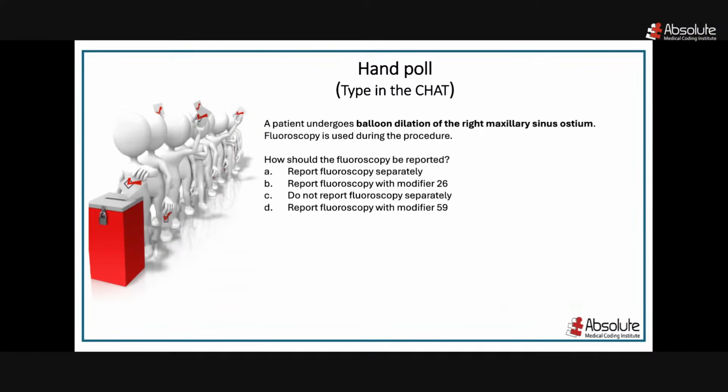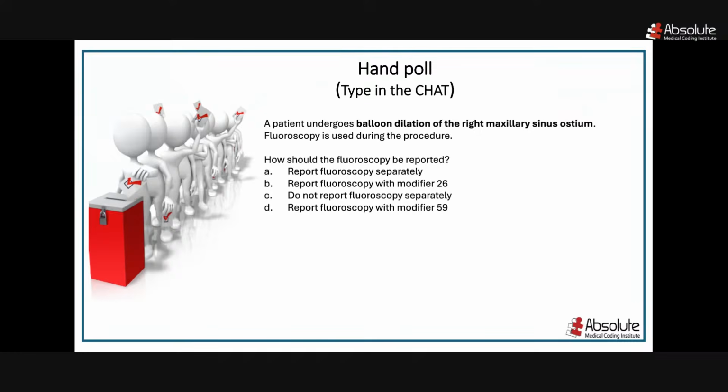Here we go. The question: how should the fluoroscopy be reported? Option A, report fluoroscopy separately. Option B, report the fluoroscopy with a 26 modifier. Option C, do not report the fluoroscopy separately. Option D, report the fluoroscopy with a 59 modifier. All right, a patient undergoes balloon dilation of the right maxillary sinus ostium. Fluoroscopy is used during this procedure. What say you, coders? Now, I read the question very fast, and you have to place the answers very fast as well, because this is a rapid fire scenario.